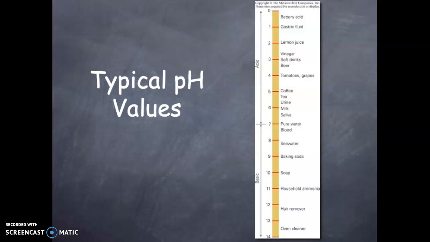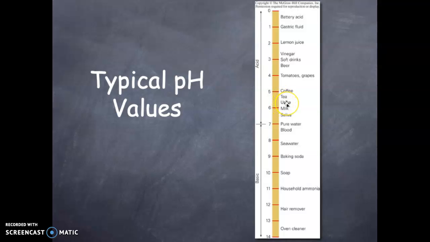This is another depiction of pH for common substances, with pure water being right at the middle at a pH of 7. Acidic solutions are to the top, and basic solutions to the bottom. Notice that battery acid and gastric fluids have a very low pH value, and these are strong acids. Vinegar is here. Soft drinks and beer have a fairly strong acid solution as well.